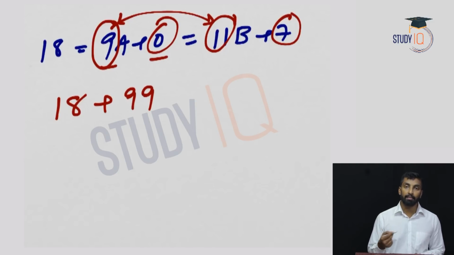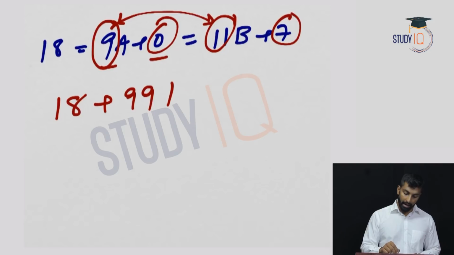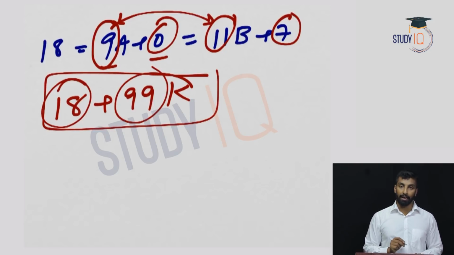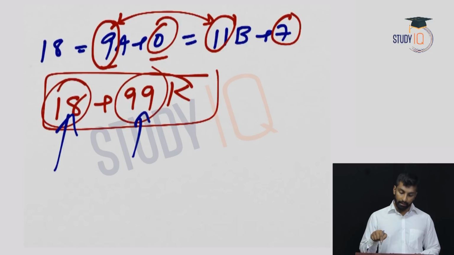Now we have already discussed this type of question. This is going to make an AP, right? With the first term 18 and a common difference of 99. So you have the first term as 18 and the common difference as 99. What you need to find out is how many different values n can take.